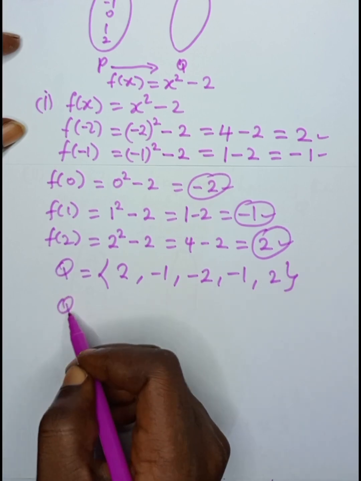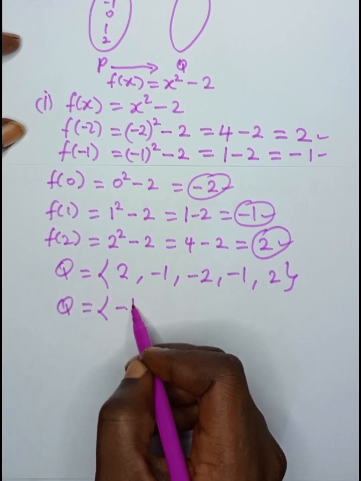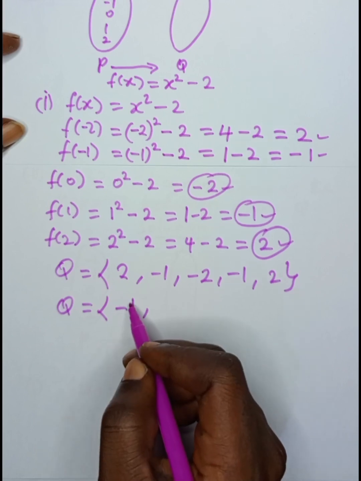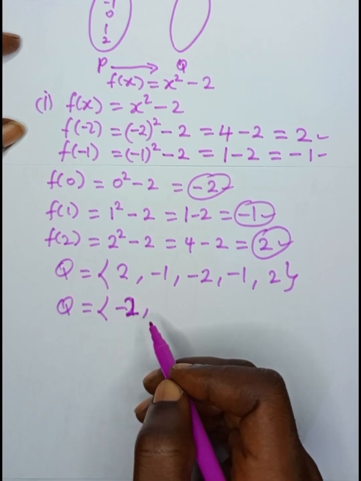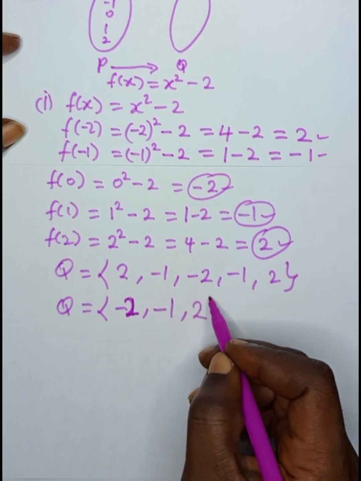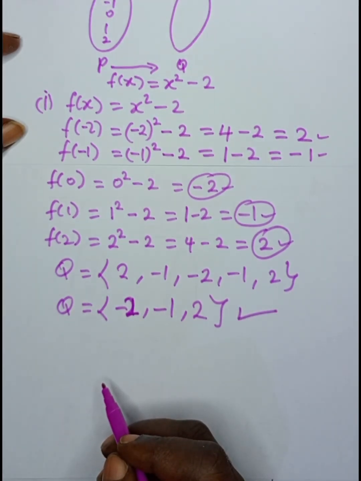So it means that the elements of Q, let me write -2 first, then I'll come to -1, then 2. So this becomes the elements of Q.